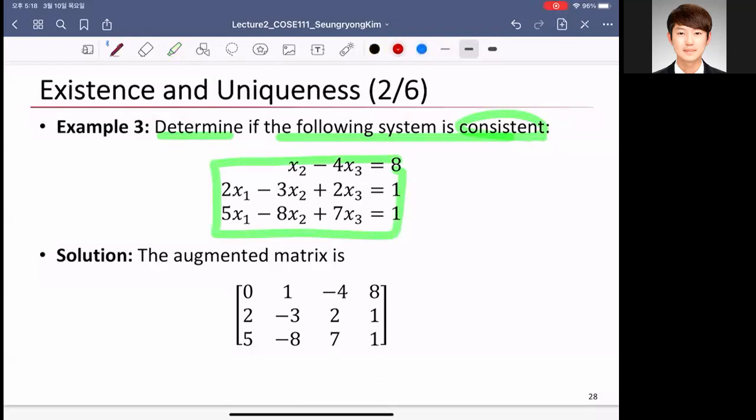So we already have 3 kinds of elementary row operation, right? What's that? Replacement, interchange, and scaling, right? So by using one of them, or both of them, or all of them, let's find a new augmented matrix which is equivalent to the original linear system, but which is much easier to solve, right? So let's do that.